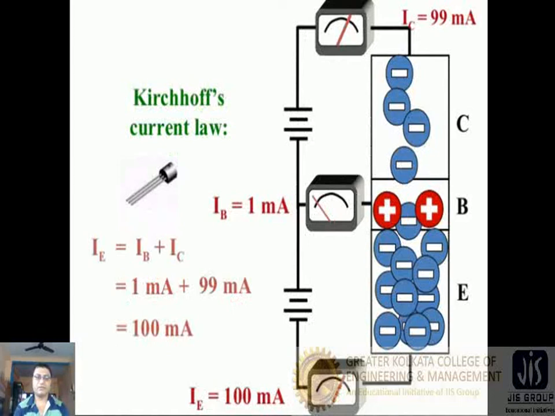With Kirchhoff's law we can build the equation between the emitter, base and collector currents. The emitter current is equal to the base current plus the collector current. Here we can see a mathematical representation of this. In this way we represent the current equation of a transistor for the emitter, base and collector terminals.